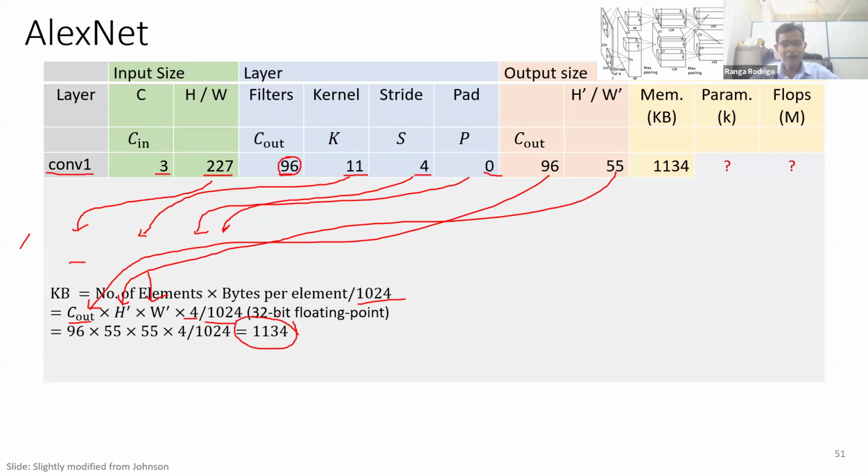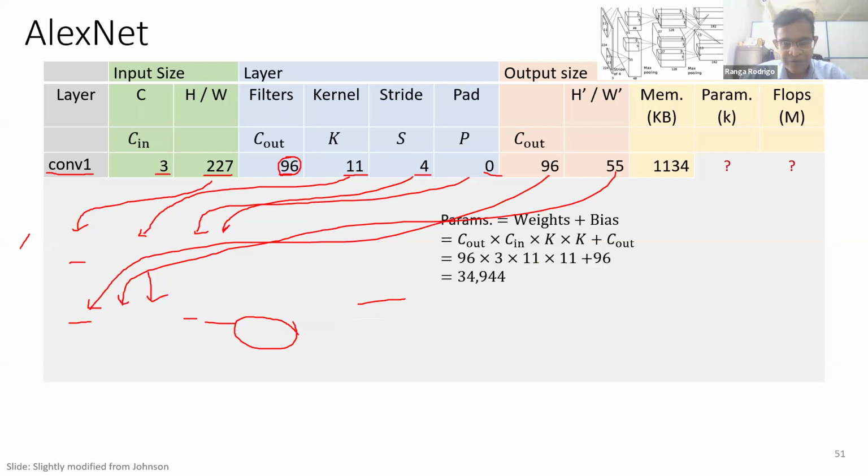Okay. Then can you compute the number of parameters? How do you compute the number of parameters? You have to know the number of kernels that are there. How many kernels are there? 96 kernels. And we should also know the size of each of these kernels. The size is 11 by 11, and we have the biases also. It is very easy to do. Parameters are weights plus biases.